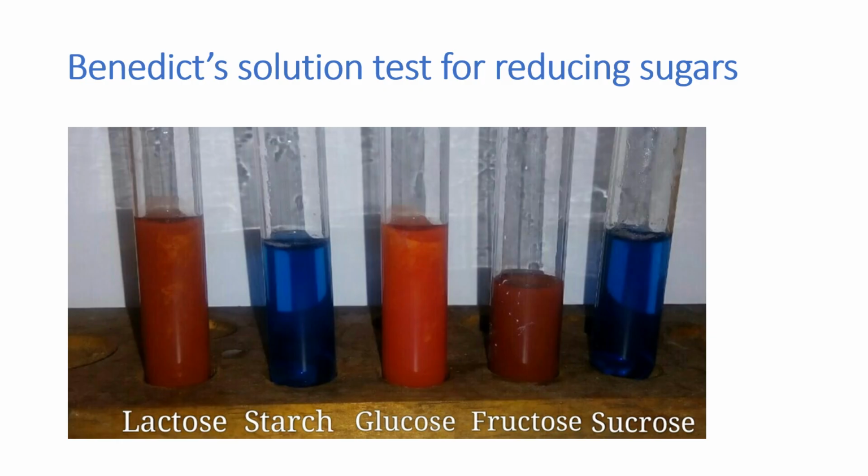Since glucose is a reducing sugar, you can see a red color precipitate is formed. Fructose also has given a red color precipitate. Sucrose is not a reducing sugar, so the blue color of the Benedict's reagent remains there.